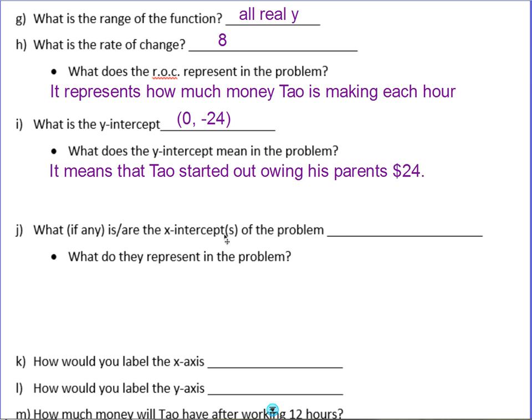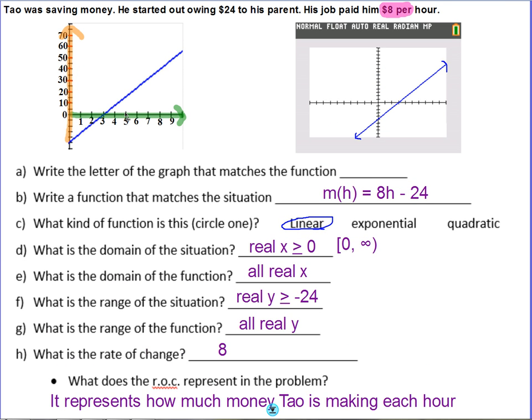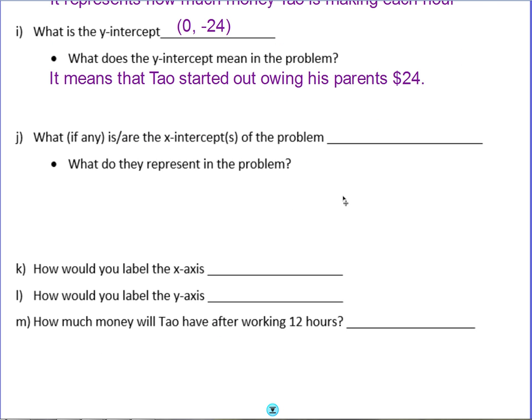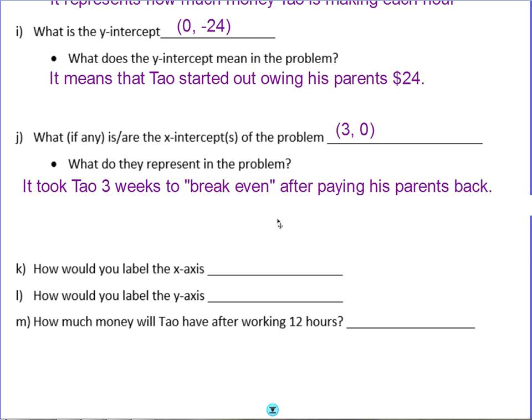What are the x-intercepts in the problem? So if I go back up to the graph and I look, I see the blue line intercepts the x-axis at the value of 3. Well, that means it took Teo 3 weeks to break even after paying his parents back.